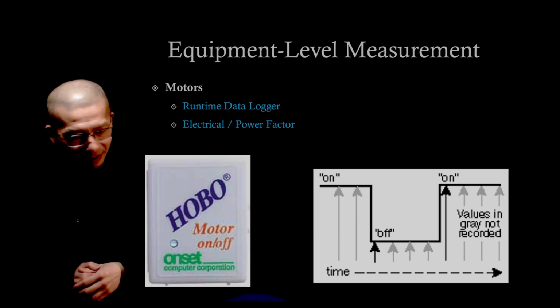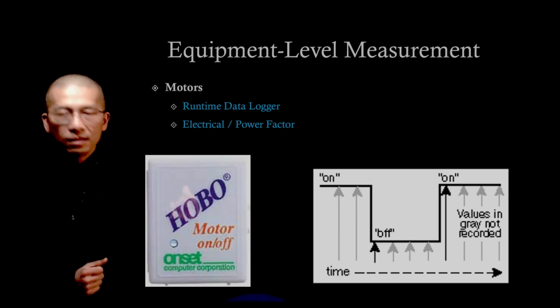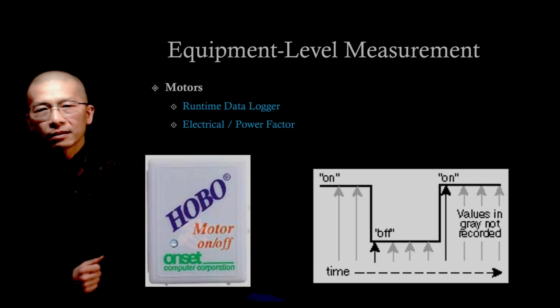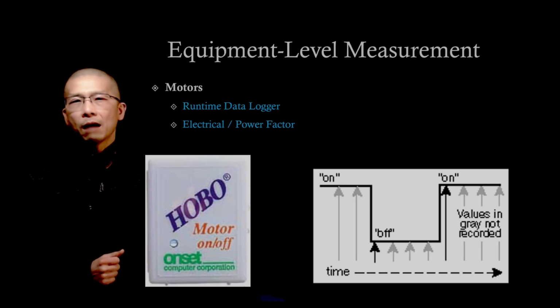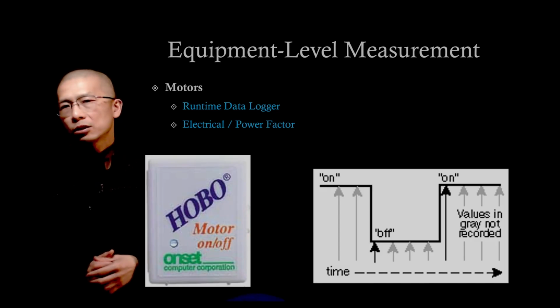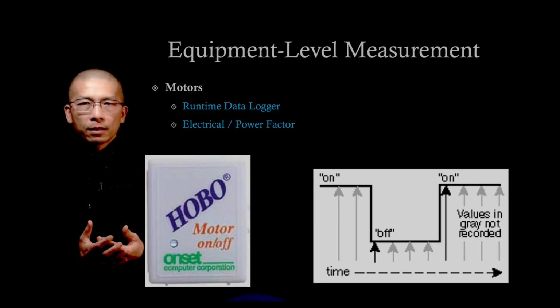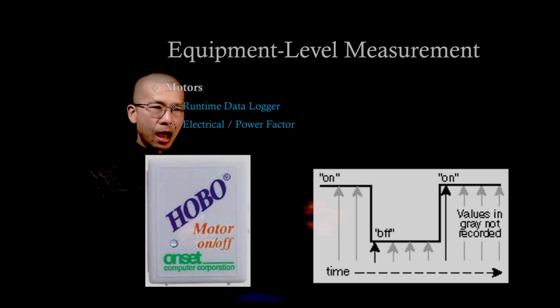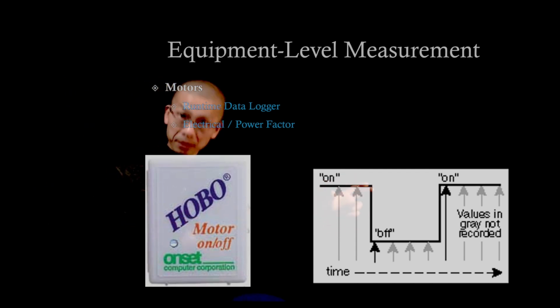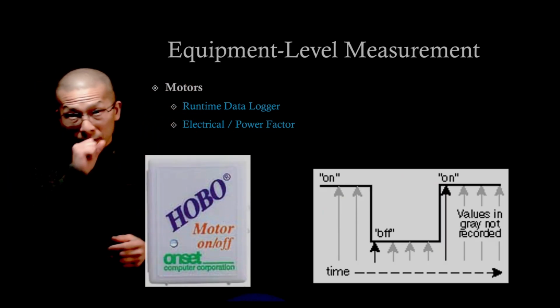Motors, with this data logger again. When we use this to evaluate motors at the equipment level, our goal is to understand how they actually operate in the buildings, not just what they are rated for. Three types of main measurement: the runtime, how long they are on. You add the on time up, so you know how long they run.